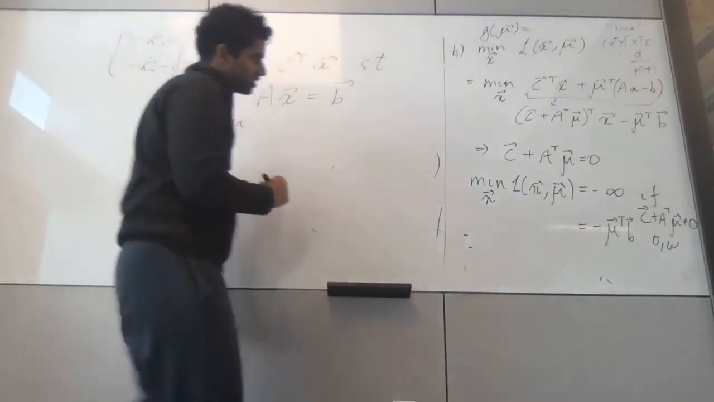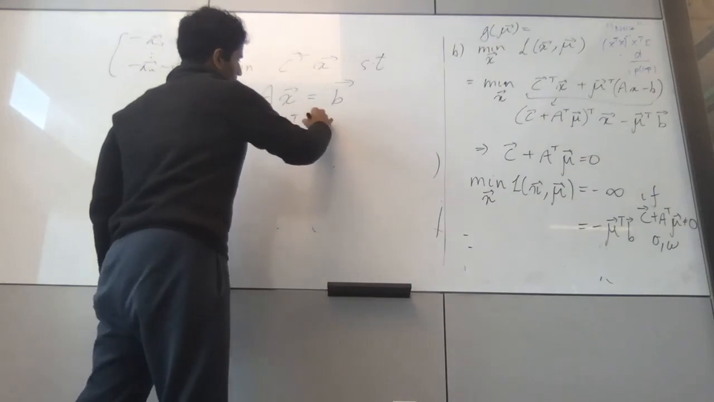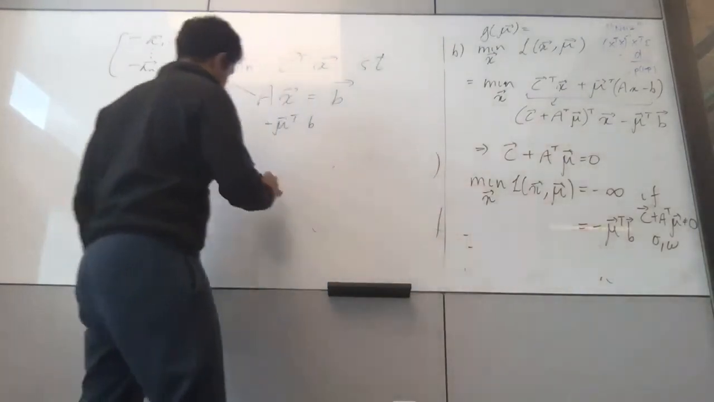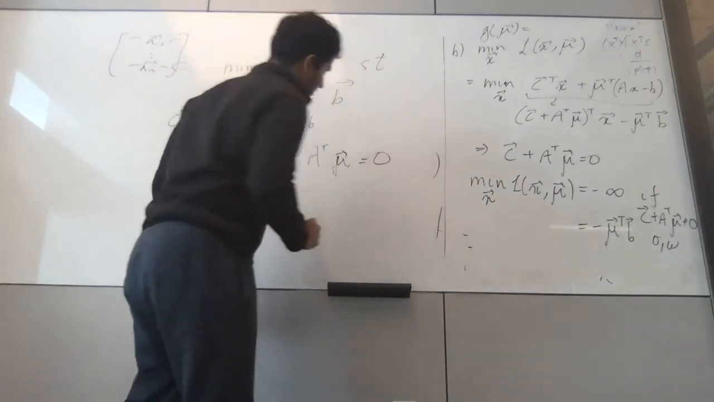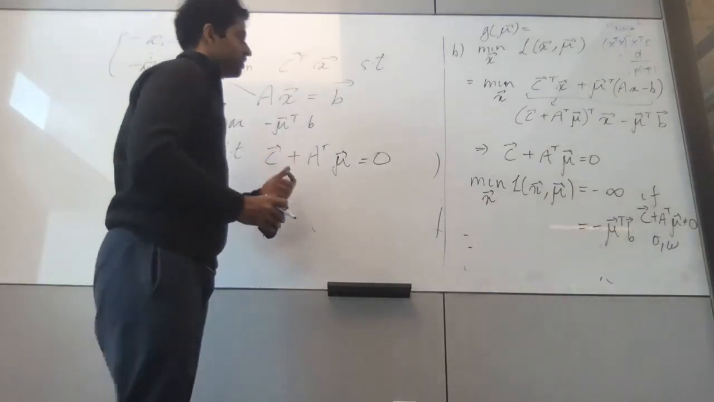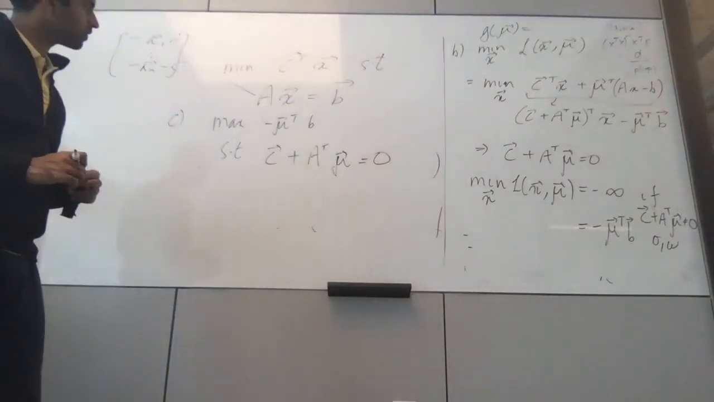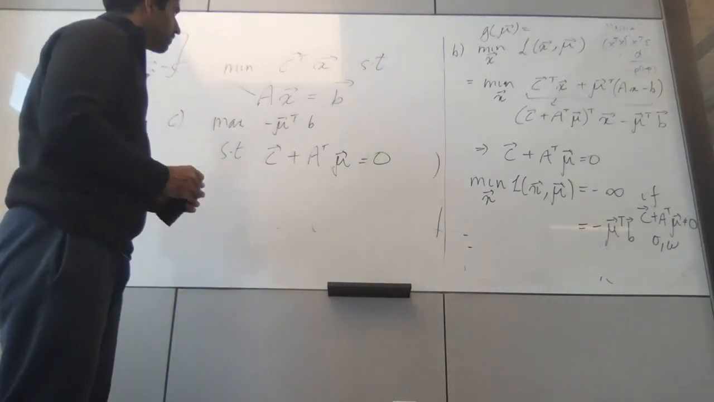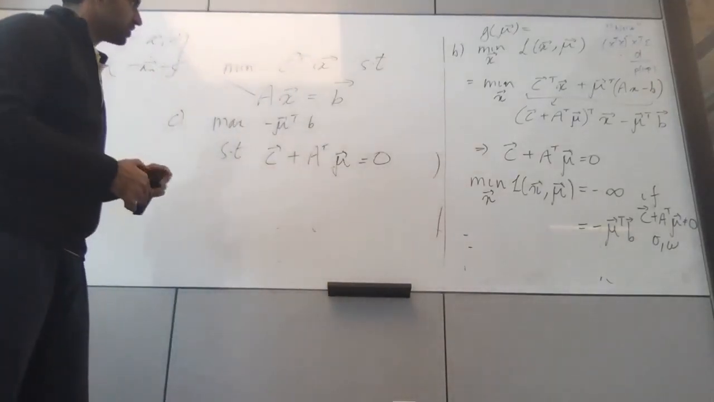The maximization of negative mu transpose B, subject to the constraint that this is equal to 0. So C plus A transpose mu is equal to 0. Right? Because when it's not equal to 0, this objective function goes to negative infinity. And this is just like a dual optimization. So does this make sense?